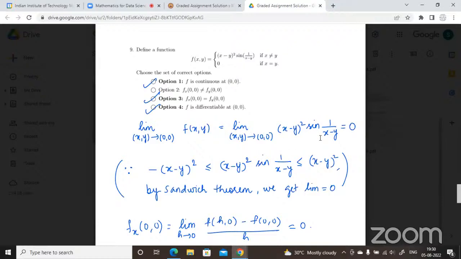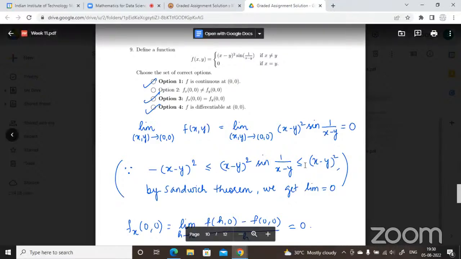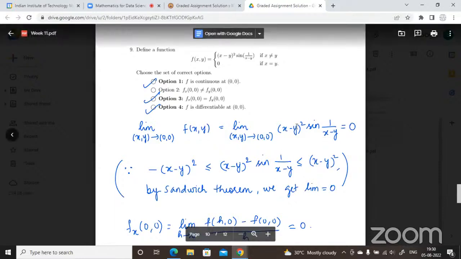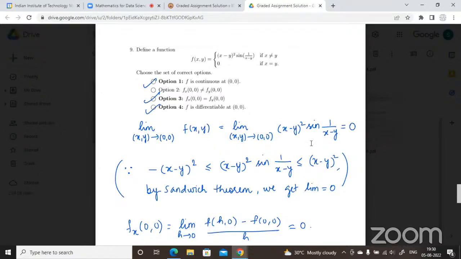No, when you put 0, 0, this becomes 1 by 0. That is why you want to do something more. You have a 1 by 0, that is why you're trying to do something else. Whatever you said, that the sine function lies between -1 and 1, that is correct, but you're implicitly applying the sandwich theorem. That is why whatever you said is happening.